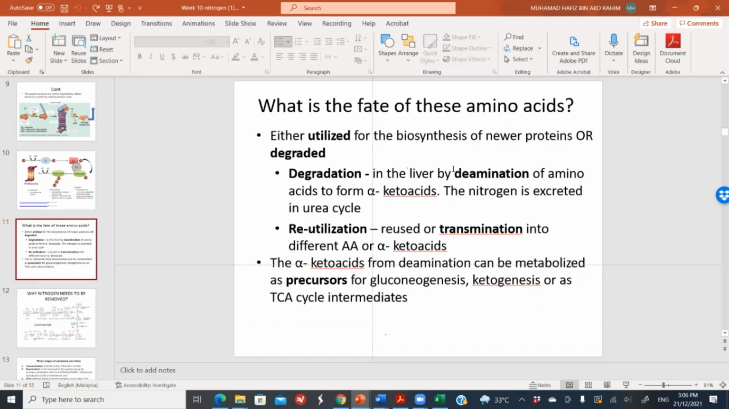So what is the fate of this amino acid that is being degraded just now? Either it will be degraded by the amination of amino acid, or it will be reutilized into a different amino acid or alpha keto acid. The alpha keto acids from the amination can be metabolized as precursors for other reactions, for example, gluconeogenesis, ketogenesis, or as TCA cycle intermediates. So alpha keto acid is actually the chemical that we can find in glycolysis, TCA cycle, and so on. Later we will see what's the difference between alpha keto acid and also the normal amino acid.